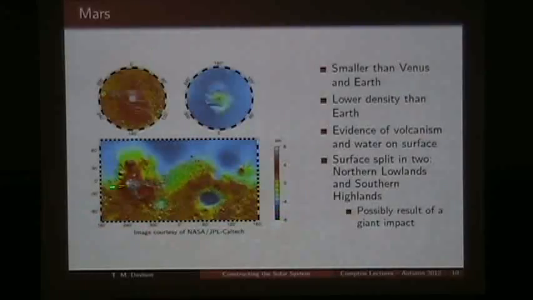So you can see this real dichotomy, and it's been speculated in recent work that this could even be the result of a giant impact event. Something came in and stripped the surface from the northern half of the planet, and it would land in the southern half of the planet, and that's why we have a much younger surface in the northern hemisphere.